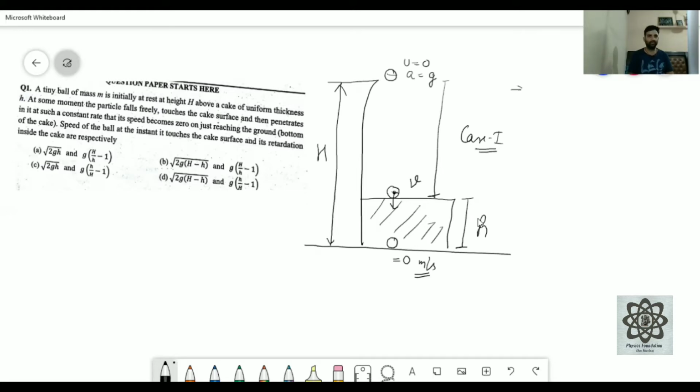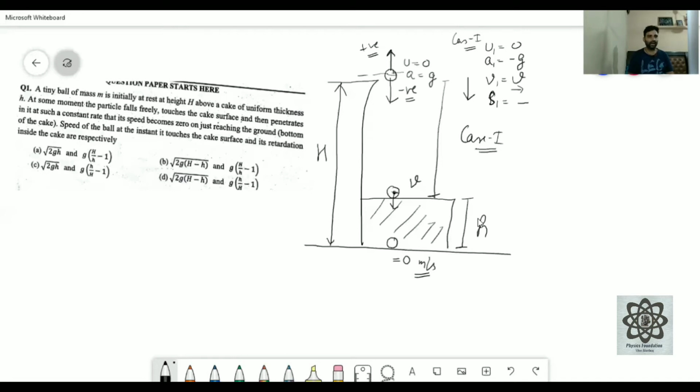The rule that we follow is that the point from where the ball is thrown is taken as the origin. Everything in the downward direction will be taken as negative and everything in the upward direction will be taken as positive. As gravity acts in the downward direction, the acceleration is taken as minus g. Initial velocity is given as 0, so I'm giving it u1 for case 1. Then the final velocity we need to find out, and the displacement is minus.